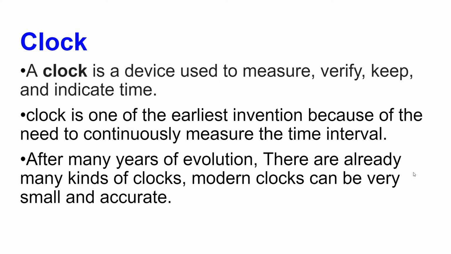First, let me introduce clock. A clock is a device used to measure, verify, keep and indicate time. Clock is one of the earliest inventions because of the need to continuously measure time intervals. After many years of evolution, there are many kinds of clocks, and modern clocks can be very small and accurate. We can see clocks in our daily life very often.